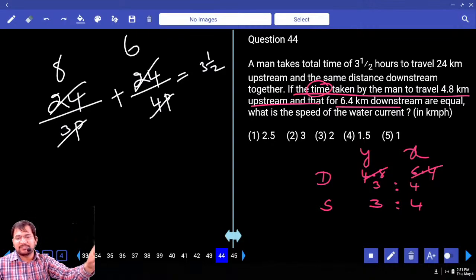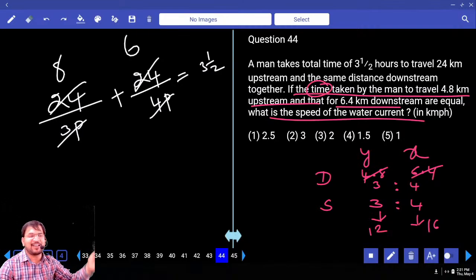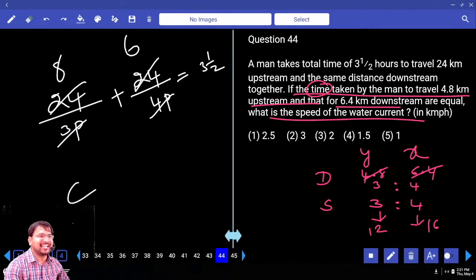If each part is 4, they are asking the speed of the current, speed of the water. So 4 parts is nothing but 16. 3 parts is 12. They are asking speed of the current, which is nothing but (x minus y) by 2. 16 minus 12 by 2. 16 minus 12 is 4. 4 by 2 is nothing but 2. Your answer is 2.